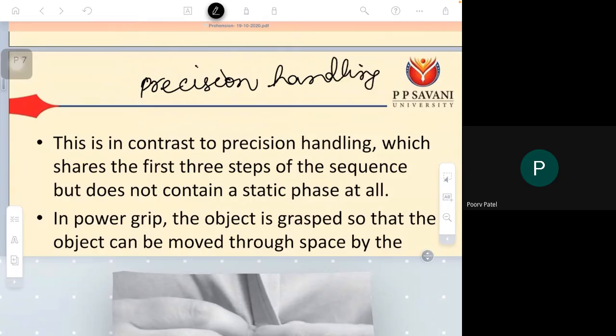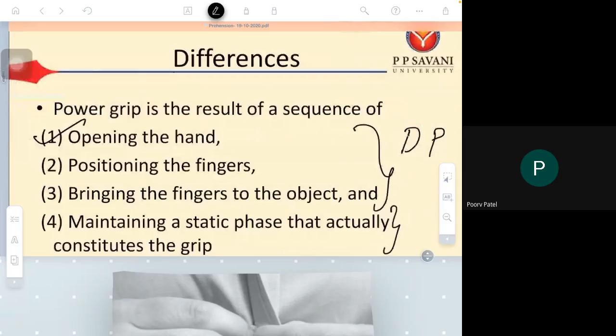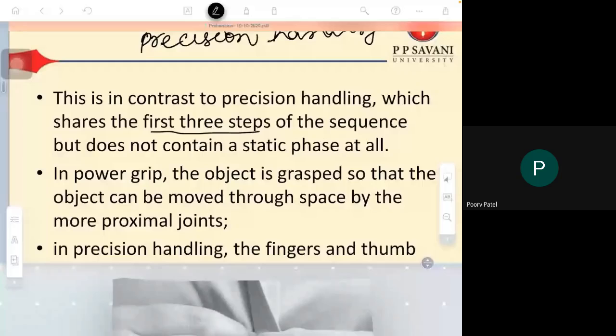Clear? We are studying precision handling. Precision handling shares the first 3 steps. What are the first 3 steps? Opening the hand, positioning the fingers, bringing the fingers to the object. It shares all the 3 sequence, but does not contain a static phase.